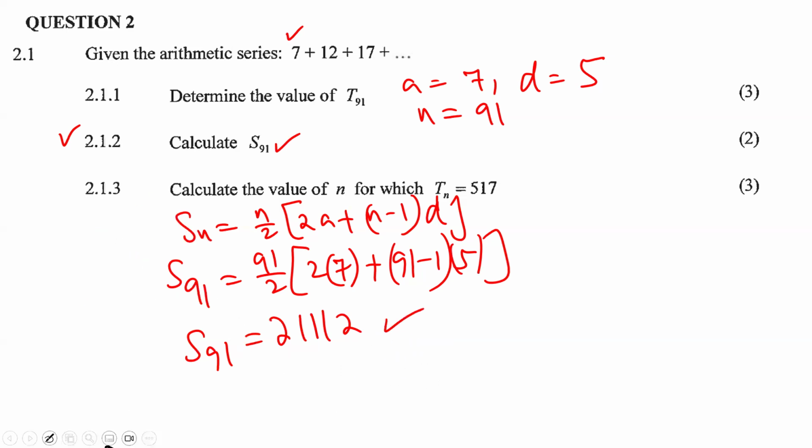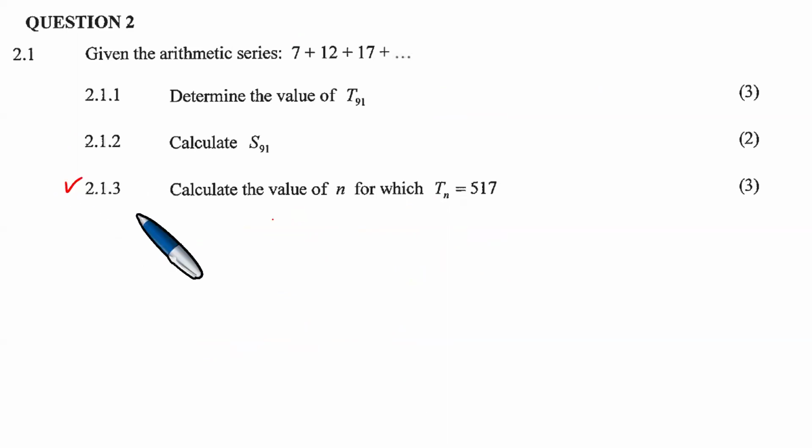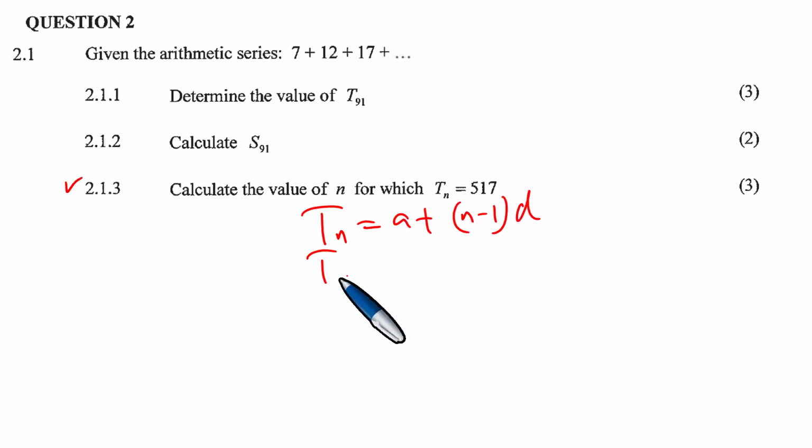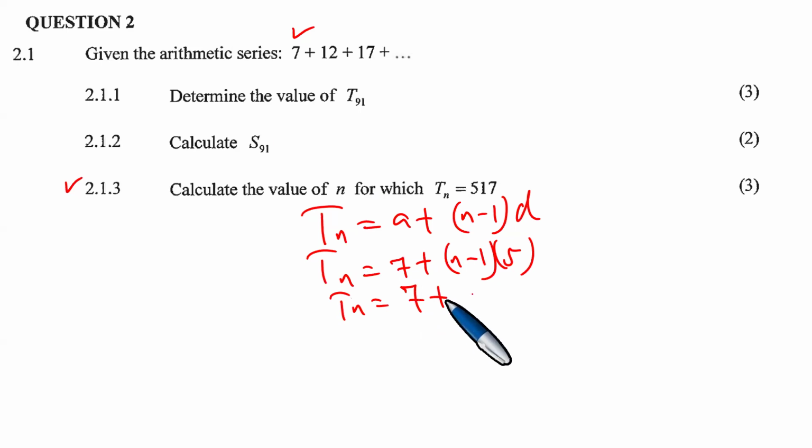Next question, we're looking at 2.1.3. In 2.1.3, we want to calculate the value of n for which the nth term is this one. We already know that Tn is a plus n minus 1 times the common difference, which means Tn equals the first term, 7, plus n minus 1, the common difference is 5, which is 7 plus 5n minus 5. So Tn equals 5n plus 2.